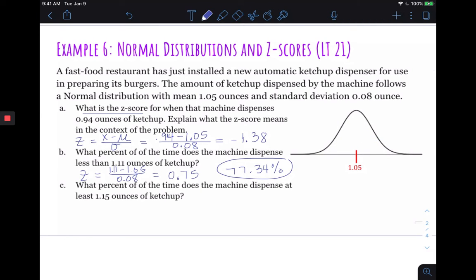Okay, 1.15, that's up here above the mean again. It says at least, at least. That means that value or more. So I'm looking for this area above. I'm going to get a z-score, the value minus the mean, divided by the standard deviation. I'm going to put that in my calculator and see what I get.